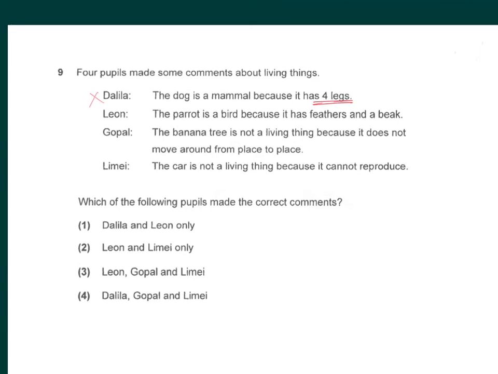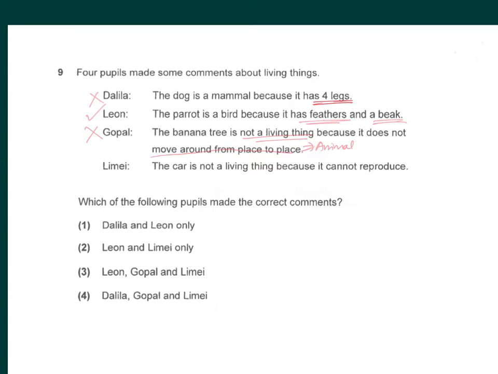Next, Leon. The parrot is a bird because it has feathers and a beak. So yes, you can say that Leon is correct. And Gopal said that the banana tree is not a living thing because it does not move from place to place. Now, moving from place to place is not a characteristic of a living thing. It's only a characteristic of an animal. So in this case, you can't say that the banana tree is not a living thing. The banana tree is a plant. That's why it's not able to move from place to place, but it is still a living thing.